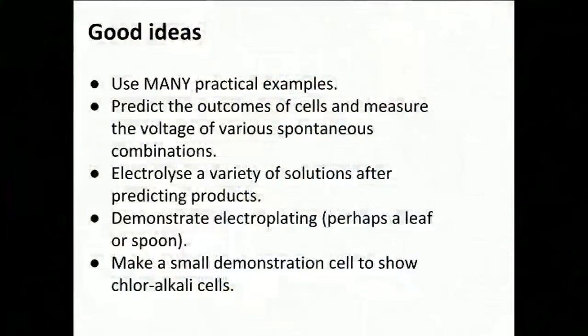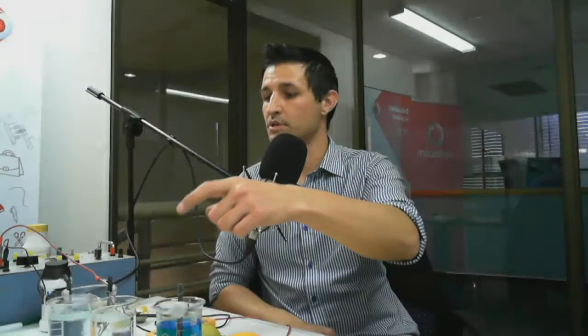Electrolyze a variety of solutions after predicting products. Now, that one's fairly important. What happens if I run electricity through this? What happens if I run electricity through that? Now, you don't always get two gases as products. In the one example, I got a metal and a gas. Sometimes I get two gases, like I did with the chlor-alkali example.